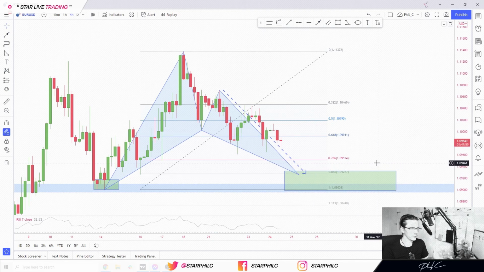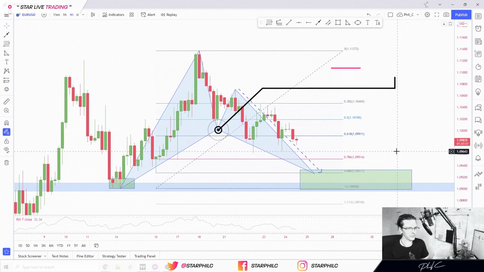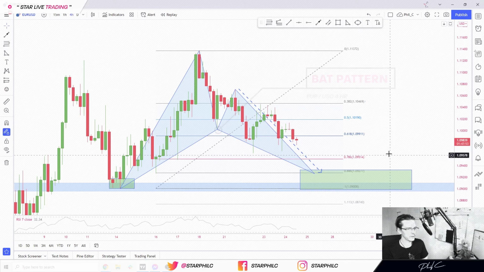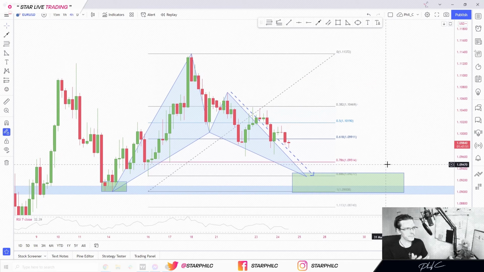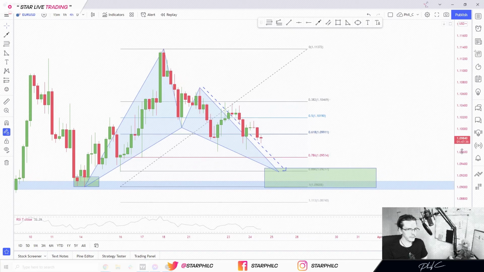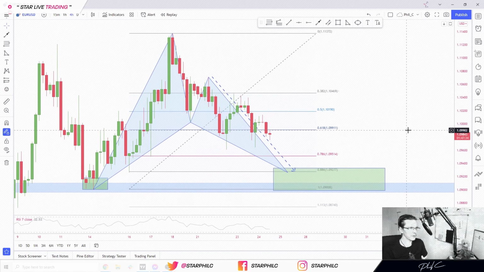So right now what we're looking at is our potential bullish bat pattern. This is on the euro dollar on the 4-hour time frame. And this is what you would consider a swing-based time frame. 1 hour would be intraday, 15-minute would be day trading. So what I want to do here is I'm bullish on the euro dollar on the 4-hour time frame.